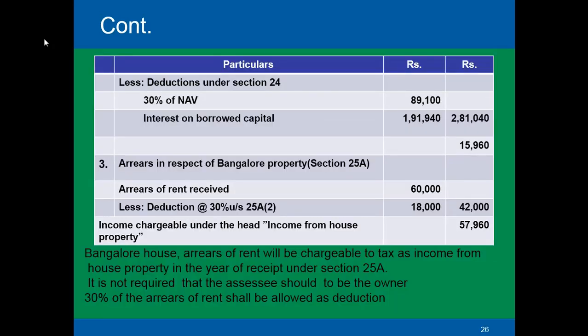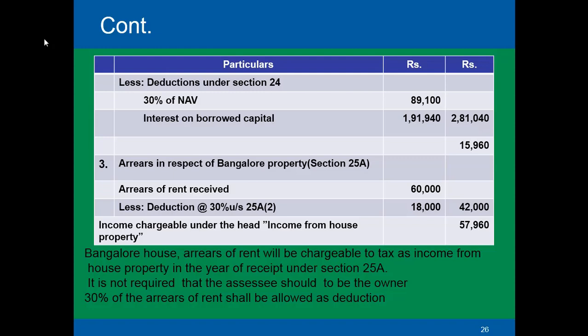Now she will be allowed deductions under section 24. 30% of the net annual value will be 89,100. Now she will be allowed the deduction on account of interest on borrowed capital, which we have computed earlier. So that will be 1,91,940. So total deductions will come to 2,81,040 rupees.